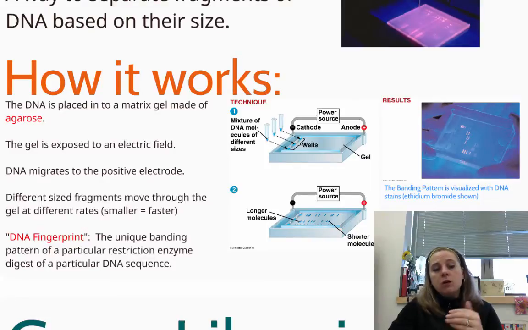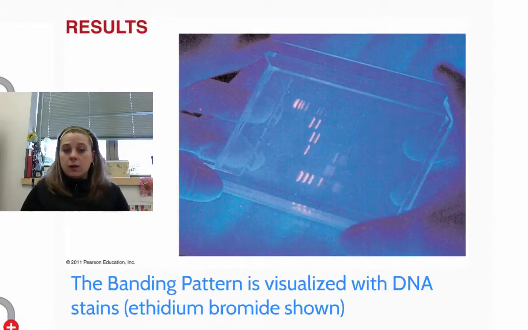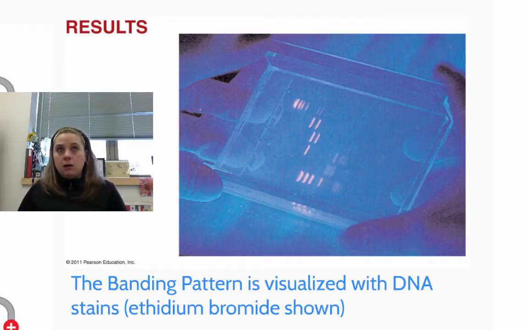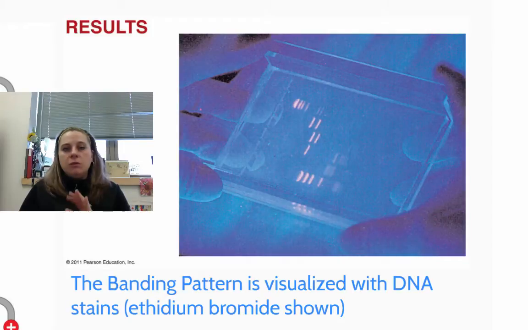Smaller pieces move quicker, bigger pieces move slower, and what you end up with is what's known as a DNA fingerprint, just like right here. So that pattern that develops can be unique depending on what you use. Now, this gorgeous hot pink for the bands is due to a staining mechanism. Once you stain those fragments of DNA, just to be clear, each band is not a single fragment. It is many of that size. The darker the band, the more you have.